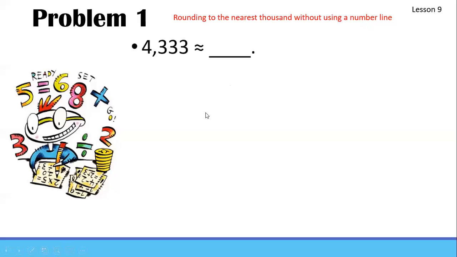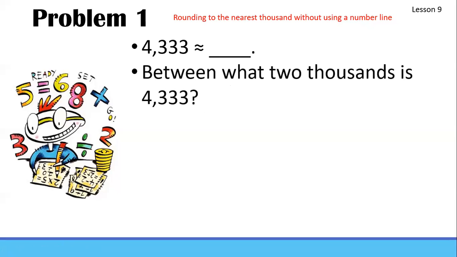All right, so problem number one. We have 4,333. And remember, our squiggly equal sign means "is about." So 4,333 is about, and we have to figure that out. Our first thing to do is to figure out what two thousands 4,333 is between. So we're rounding to our nearest thousand, so we need to look into our thousands place value.